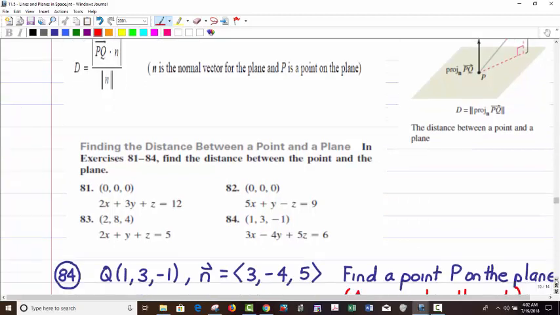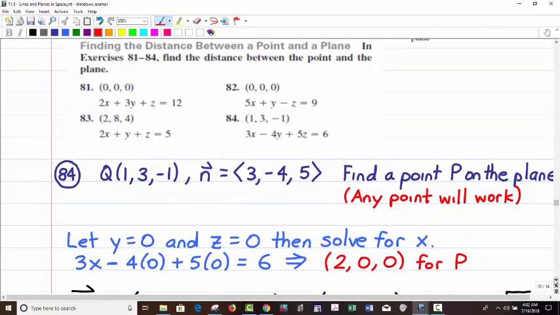So let's take a look here. In this problem, the point given is Q, (1, 3, -1), and here's our equation of the plane, 3x - 4y + 5z = 6. All we have to do is find any point on the plane. That means any x, y, z that would make this equation equal 6. The good news is we don't have to do trial and error, plugging in numbers till it works. We can find a point real easily.